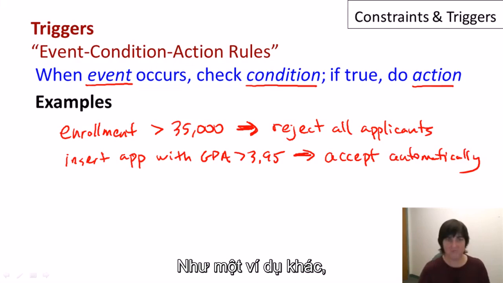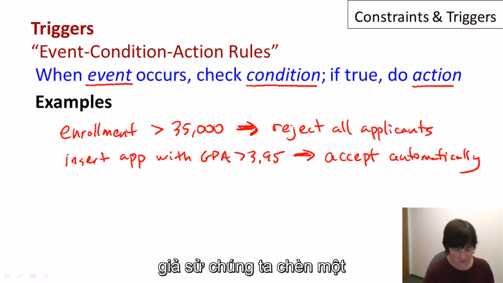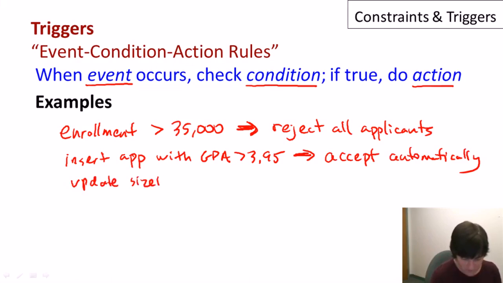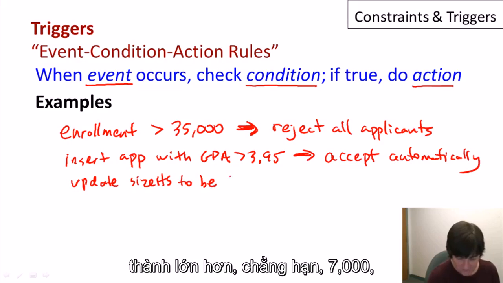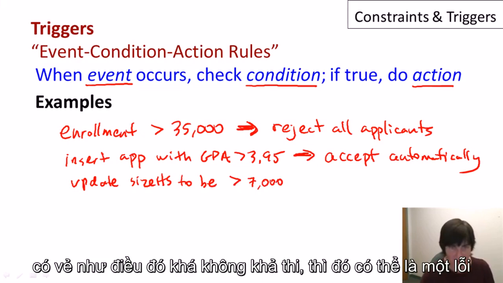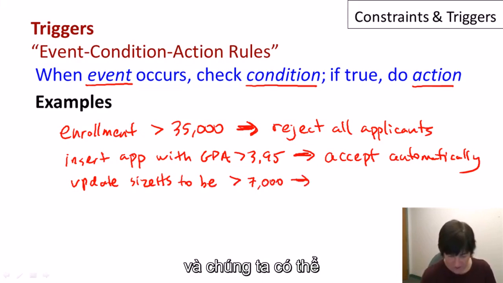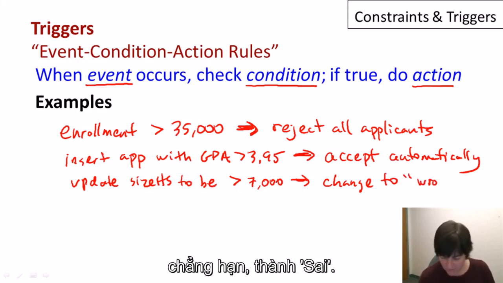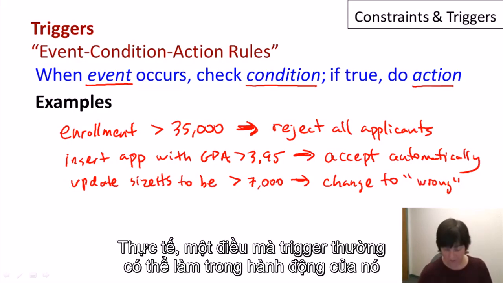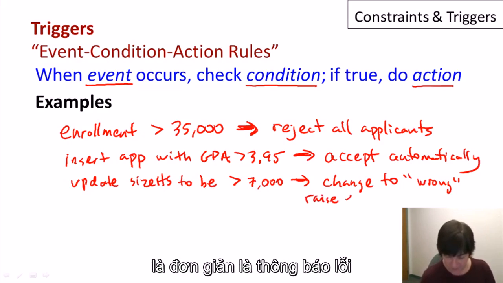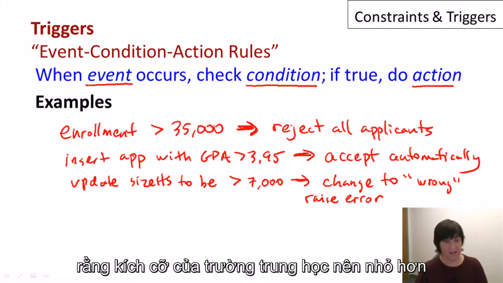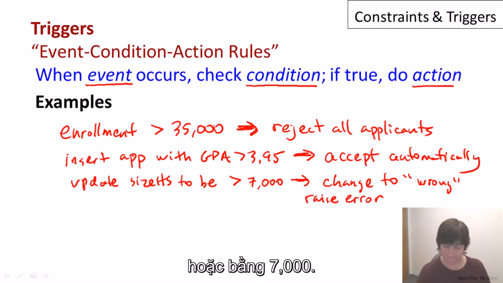As another example, let's say that we insert, or let's say we update the size of a high school to be greater than, say, 7,000. Seems pretty unlikely. Then that's probably an error, and we could change the values, say, to null. Or actually, one thing that a trigger can often do in its action is simply raise an error. And we can see this last one is effectively enforcing a constraint that the size of the high school should be less than or equal to 7,000.